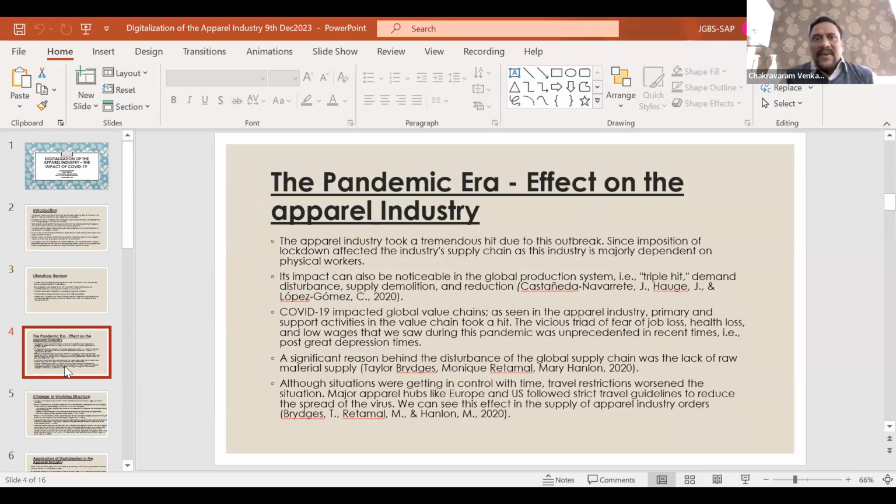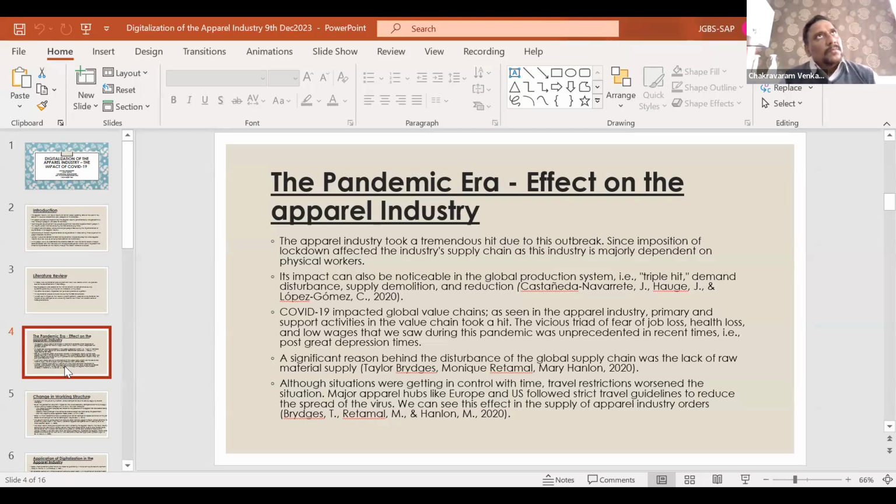The pandemic era effect on the apparel industry: how COVID-19 affected it. The apparel industry took a tremendous hit due to this outbreak. The imposition of lockdown affected the supply chain, as this industry is majorly dependent on physical workers. Its impact can also be noticed in the global production system, a triple hit: demand disturbance, supply disruption, and reduction. The complete supply chain was spoiled in this industry, even after revival from the COVID-19 effect.